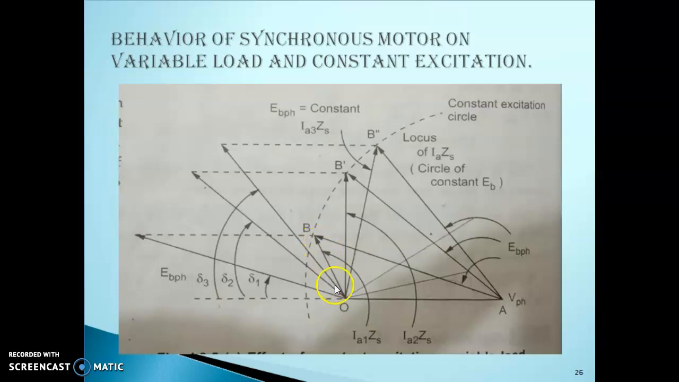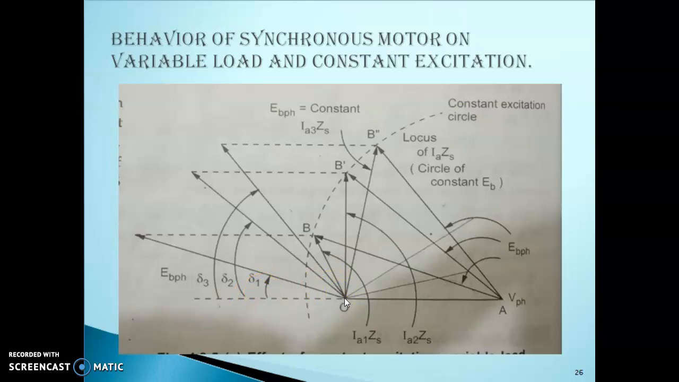And what is ERPH1? The resultant phasor is the product of IA1 into ZS. Now ZS is constant, so IA1 ZS. This is the first case. So this complete parallelogram represents the behavior of motor on light load condition. Now for medium load condition, now we have increased somewhat load.